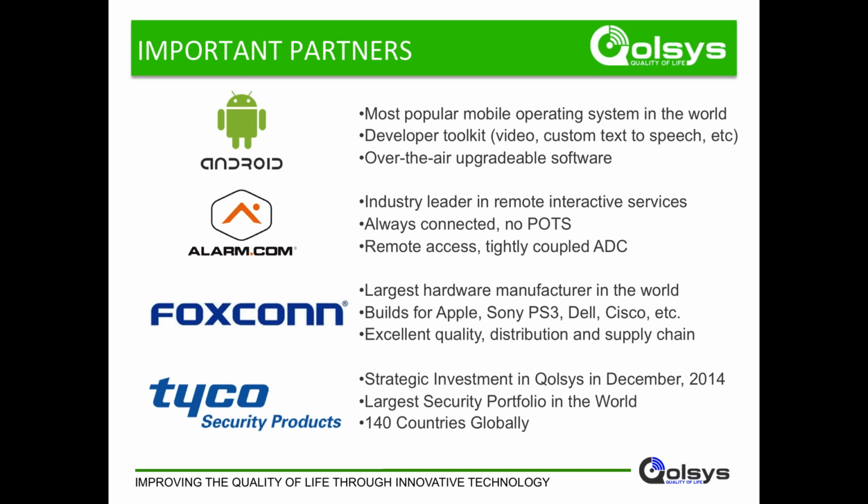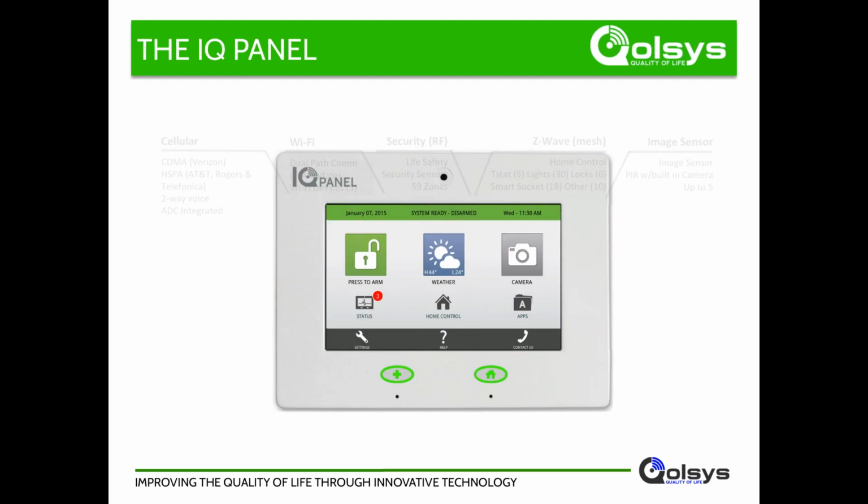And lastly, our fourth partner is Tyco. Now, you've likely all heard of Tyco security products. Tyco has the largest security portfolio in the world. They have 57,000 employees. They're in 140 countries globally. So a very large player in our industry, in the security space. And they actually made a strategic investment in Qolsys about a year ago, not quite a year ago. And what that's really allowed Qolsys to do is to continue to develop technology at a rapid pace. It really gives us the financial freedom to go out and continue to do what we love to do, develop products that make people's lives better.